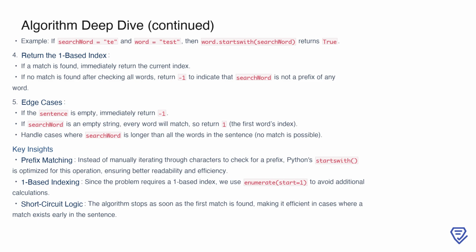By leveraging Python's built-in starts with method, we avoid manually iterating through characters for prefix checks, making the solution both concise and efficient. Using enumerate with a start index of 1 simplifies the handling of 1-based indexing, and the algorithm's short-circuit logic ensures that we stop processing as soon as we find a match.